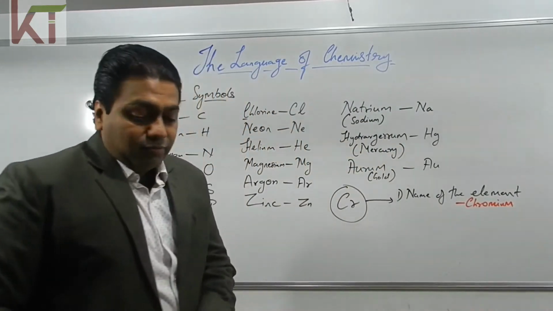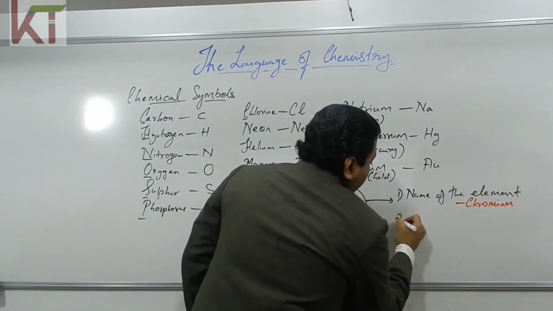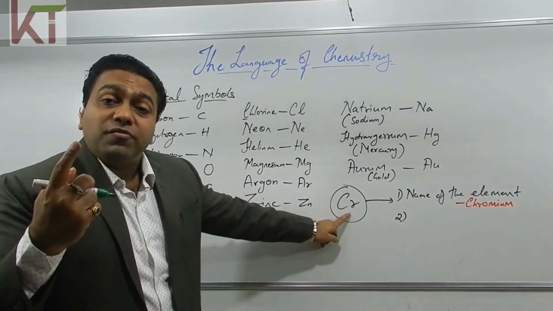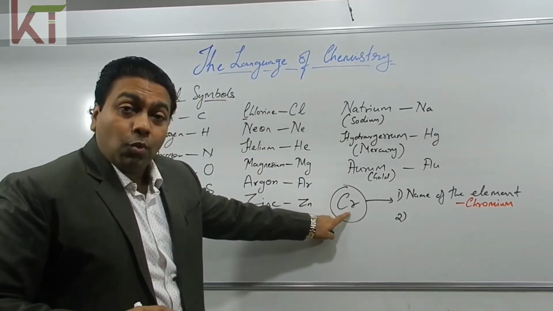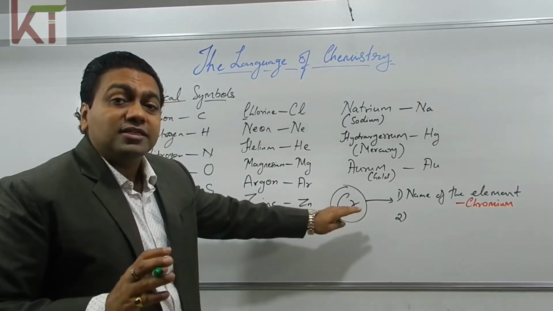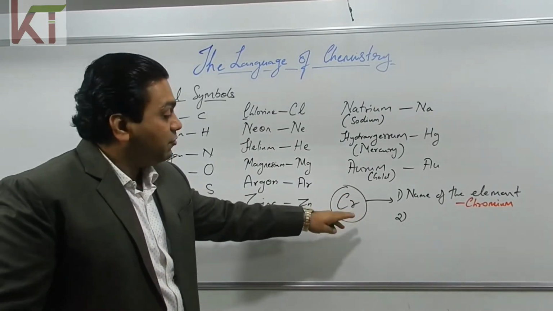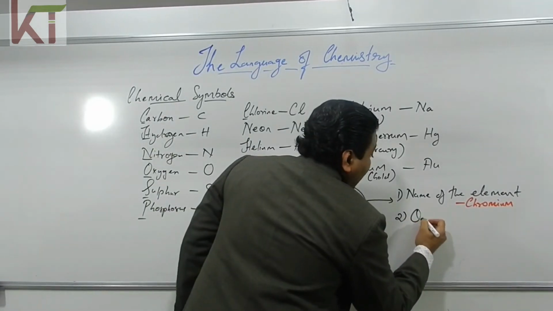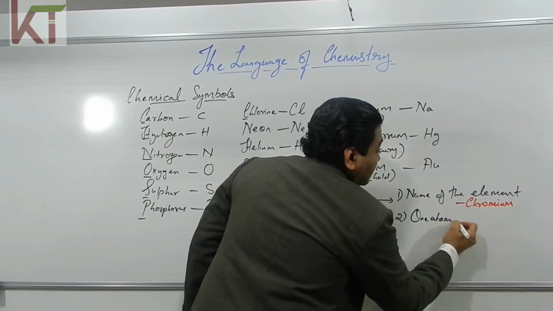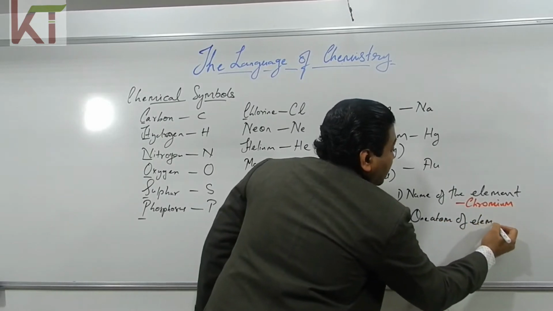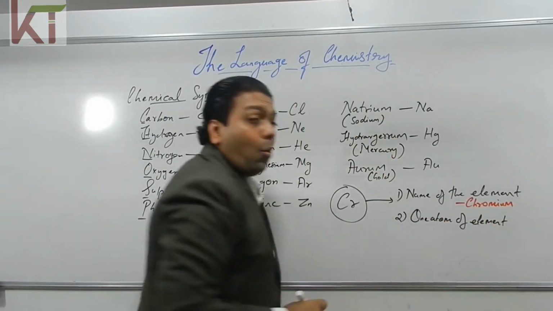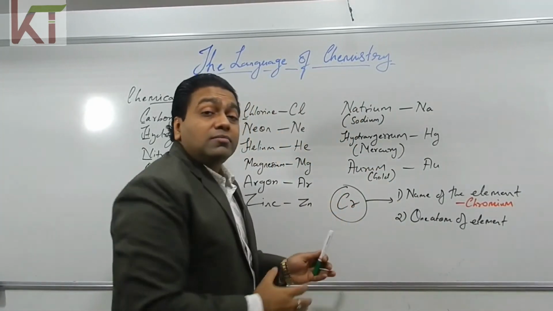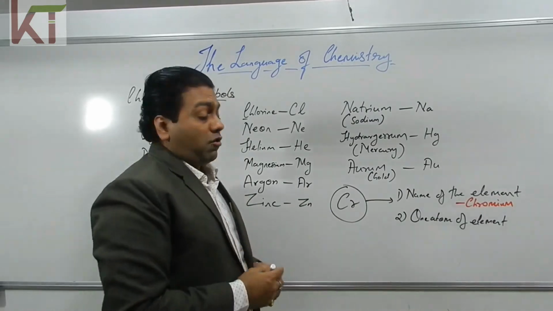What else do I come to know from this? I also come to know, looking at the symbol, that there is only one atom. Correct? It's only one atom. I have not written over here Cr2 or Cr3 or Cr4. It's only Cr, one atom. So you come to know one atom of the element. And thirdly, you also come to know the definite mass of that atom.